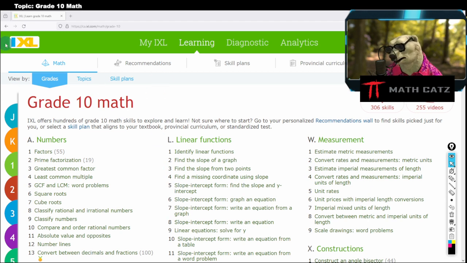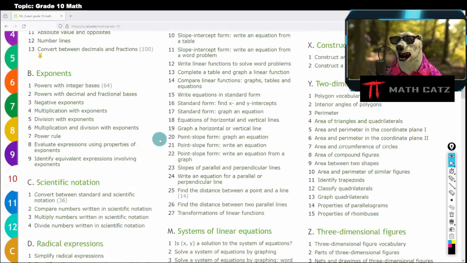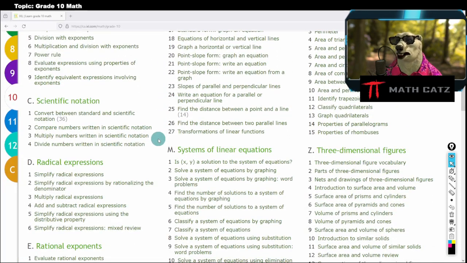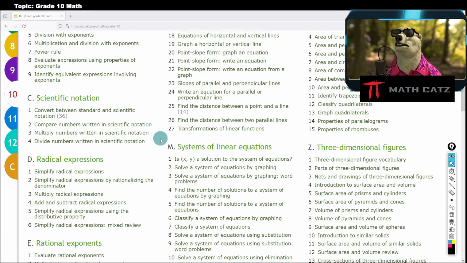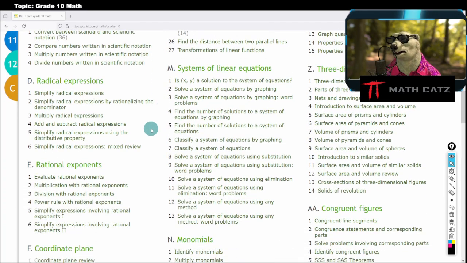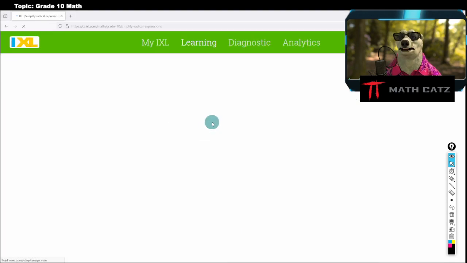We're using IXL to have some examples to talk about, explore that further if you want to. It is one of the handy websites for sure. We're going to talk today about some radical expressions, just an introduction. So we'll simplify some radical expressions.